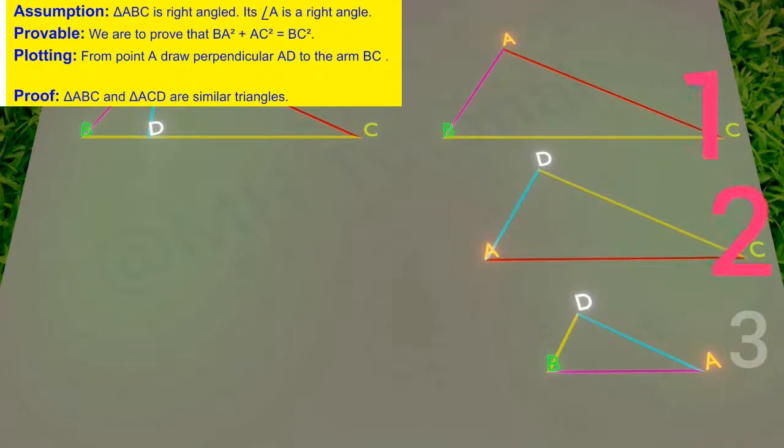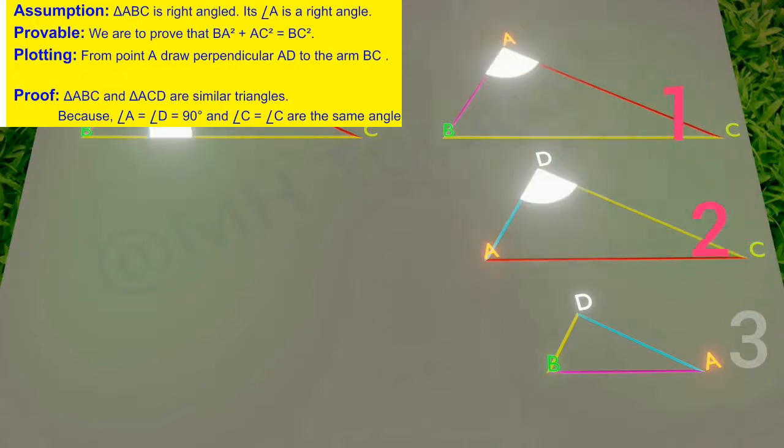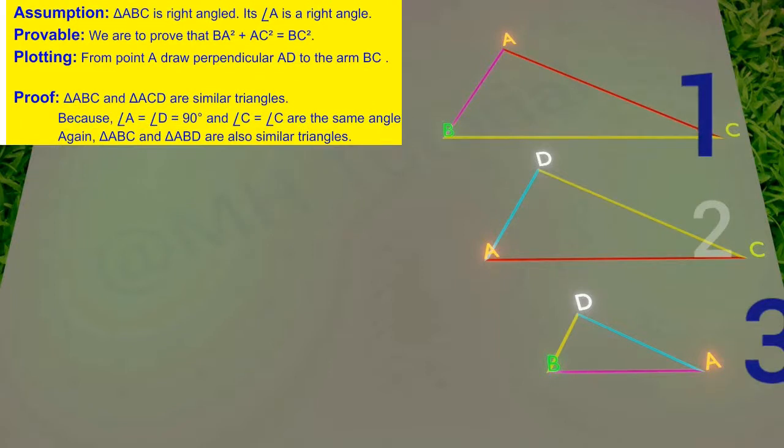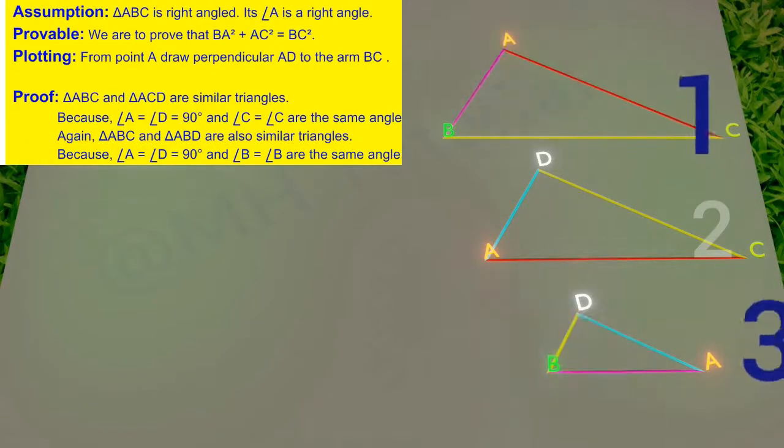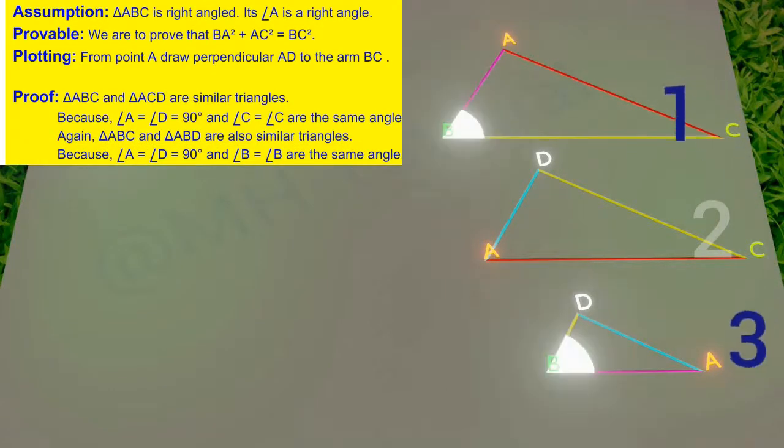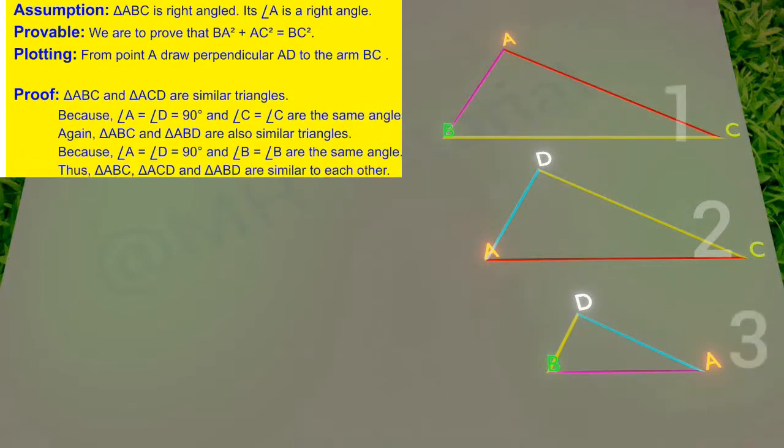Triangle 1 and triangle 2 are similar, because they are right-angled, and angle C is the same. As I told you before, if two right triangles have one equal corresponding angle, then the two triangles become similar triangles. Again, triangle 1 and triangle 3 are similar, because they also are right-angled, and angle B is the same. So, the three triangles are similar to each other.